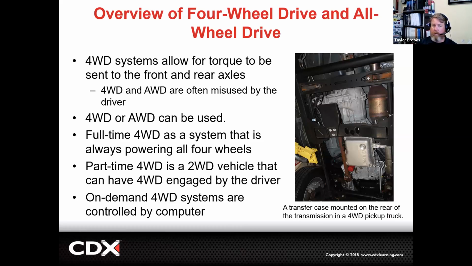Now, there's a couple different four-wheel drive systems that we can have. There is full-time four-wheel drive, and that's where all wheels are powered. Full-time four-wheel drive systems are very similar to an all-wheel drive system, with the caveat that the transfer case can be put into a low range, where all-wheel drive does not have a low range. All-wheel drive simply powers everything equally, and we don't have an additional gear ratio that we can change to.